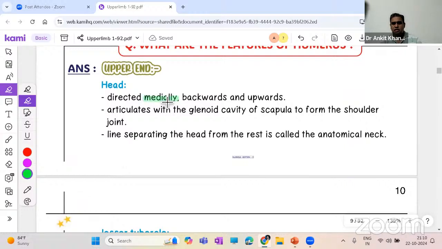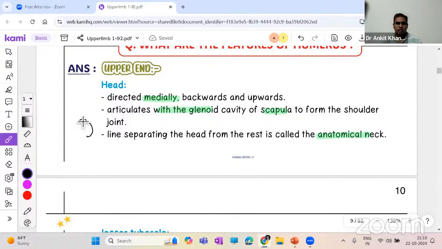Features of humerus upper end, head. How is the direction, how does it articulate, that we already have seen. We've seen the scapula. And the line separating the head from the rest is the anatomical neck. So guys, you have this head of the humerus over here, and suppose I'm trying to make this whole humerus. This part of the neck is known as the anatomical neck. It is below the head, so we call it neck. But when the whole upper end is separated from the shaft, this part is known as the surgical neck of humerus.